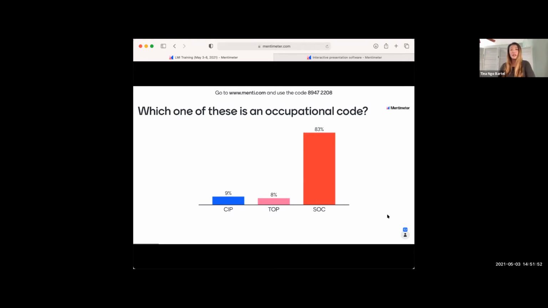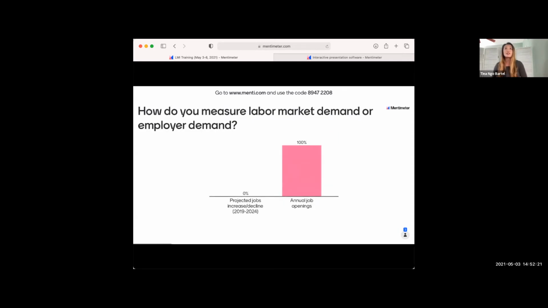All right. So a zip code, again, is what non-California community college systems use to report their data. TOP codes is the program code that California community colleges use to report their data to the state. And then SOC codes are occupational codes. Most labor market reports will refer to a job using the SOC code. And you'll also be able to see data across the whole nation with these SOC codes. Okay, so how do you measure labor market demand or employer demand?